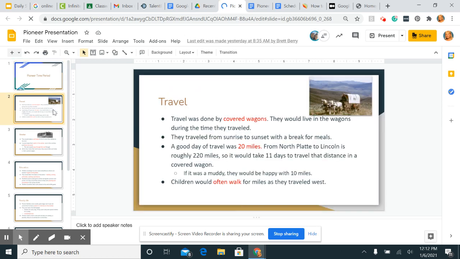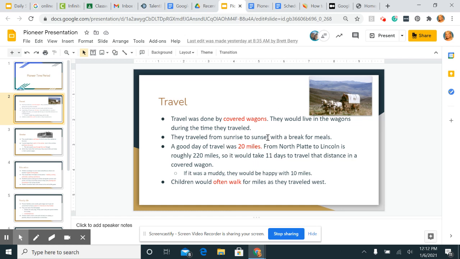The reason why we did this is because you're going to be writing diary entries as if you are a pioneer traveling to Nebraska in the 1800s. So this is information that you're going to want to keep in mind when you're writing your diary. For example, they traveled by covered wagons. So whoever you create for your person to write the diaries is going to be traveling by covered wagons.